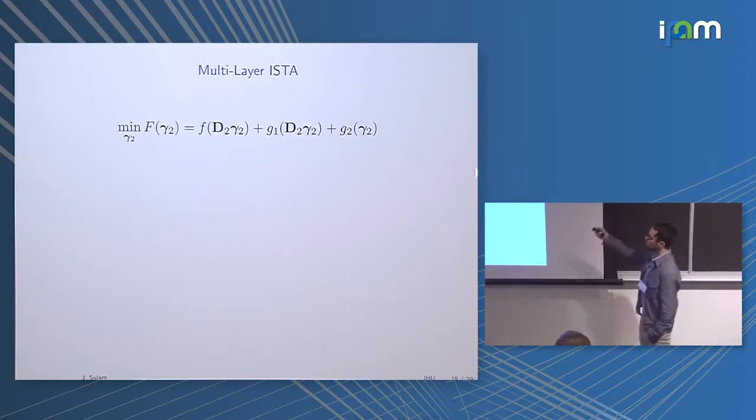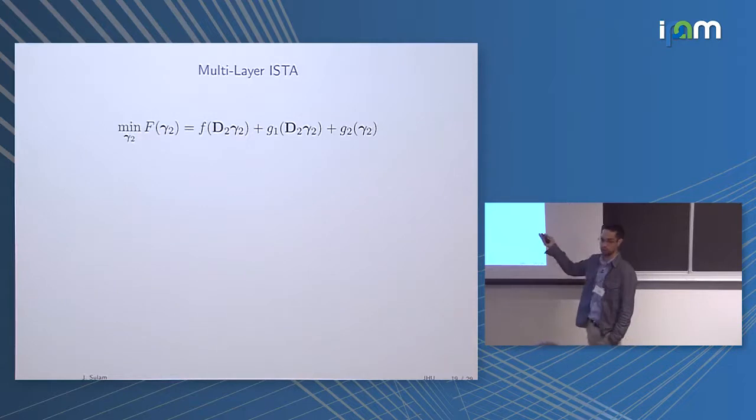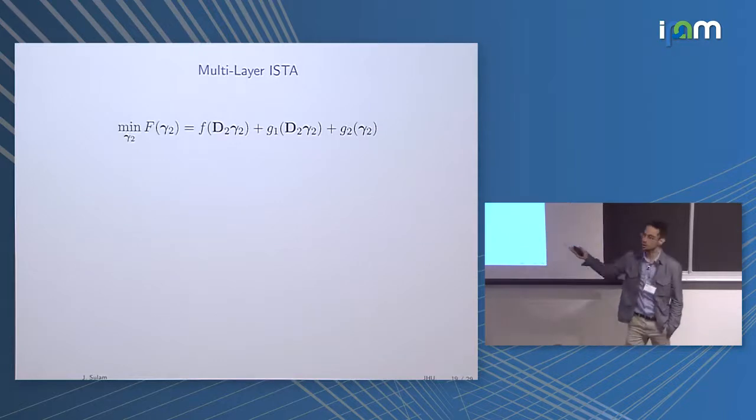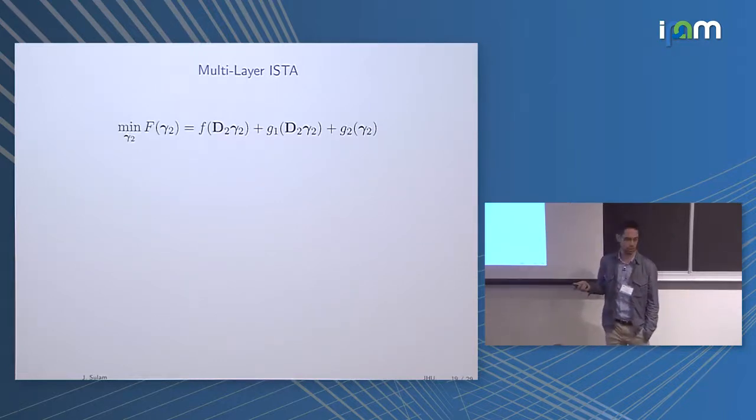So we have this general function. F is smooth and convex, and G1 and G2 are convex but possibly non-smooth. We would like to do ISTA, right? But we can't, because for that we will need to compute the proximal of the sum of these two non-smooth terms, and that is in principle complicated. So we're going to try to do something else.